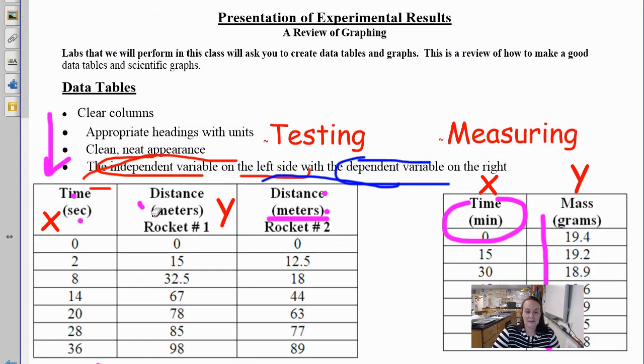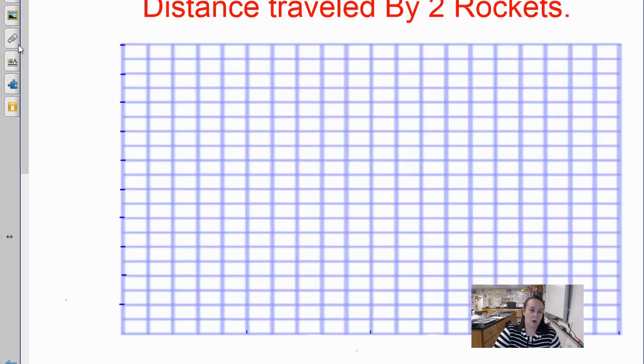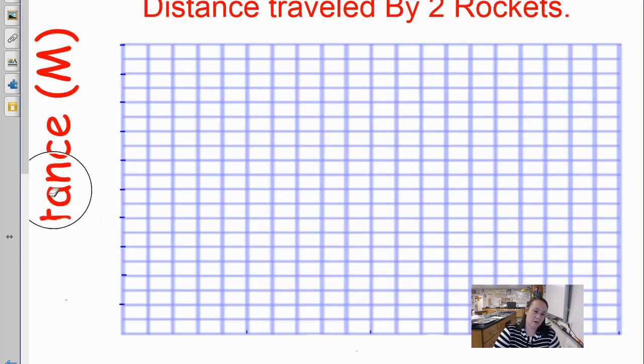And on the y-axis, we're going to be plotting the distance that the rocket went. So I imagine that they had 2 rockets and they shot them off, and then they figured out how far they went per second. So we are going to label those. So on the y-axis, we're going to write distance, and the distance was measured in meters.